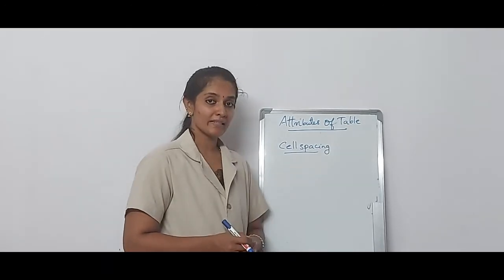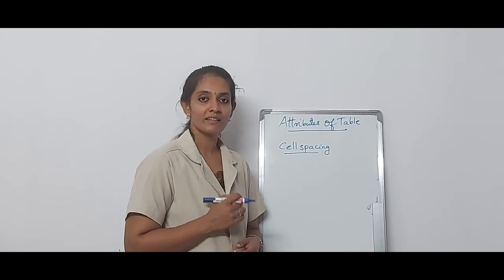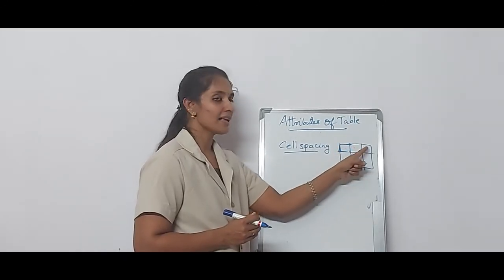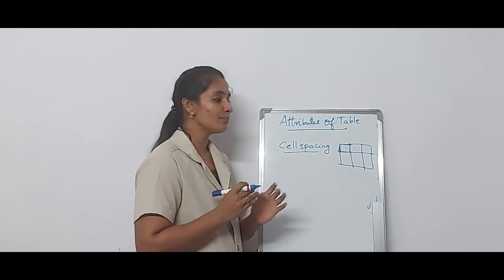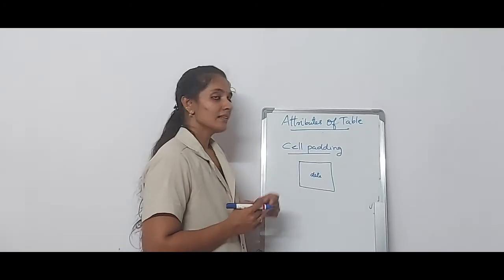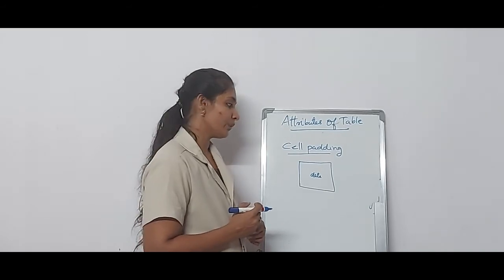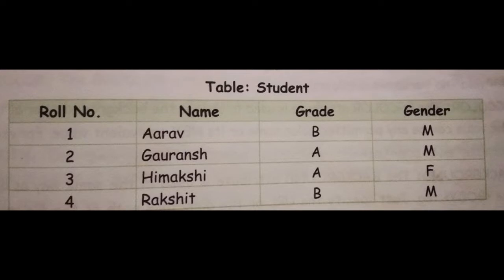Next is the cell spacing attribute. It is used to define the minimum distance between two adjacent cells in a table. These are the cells of a table. To give a minimum distance between these cells, we can use cell spacing. The cell padding attribute defines the minimum distance between the edge of the cell and the data in the cell.